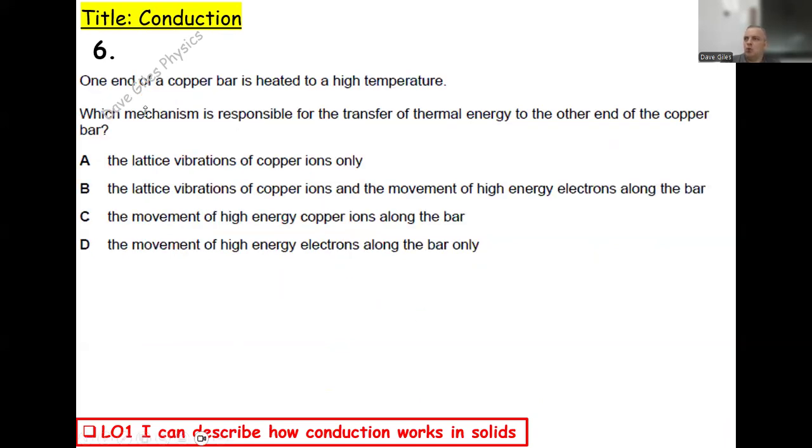Question 6 here. One end of a copper bar is heated to a high temperature. Which mechanism is responsible for the transfer of thermal energy to the other end of the copper? Option one is the lattice vibrations of the copper ions only. It's not that. Looking at the bottom, the movement of high energy electrons along the bar. Yes, it is that, but it's not the only way. The movement of high energy copper ions along the bar. That is part of it, but not the whole thing. So it must be B, the lattice vibrations of copper ions and movement of high energy electrons along the bar. It is a mixture of both. So the answer is B.